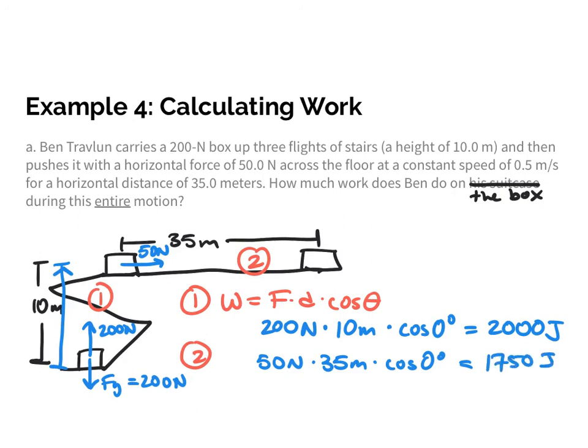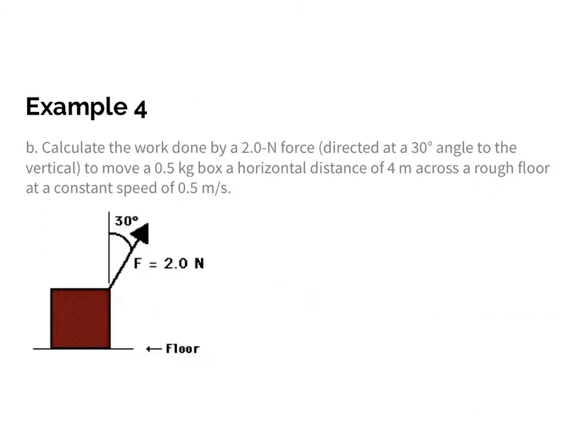And then for the total amount of work done for the entire trip, just simply add those two numbers together to give me 3,750 joules of total work in order to lift that object and to push it to the right to its new location. So again, we are exerting energy to make that object do something different. All right, last example here.